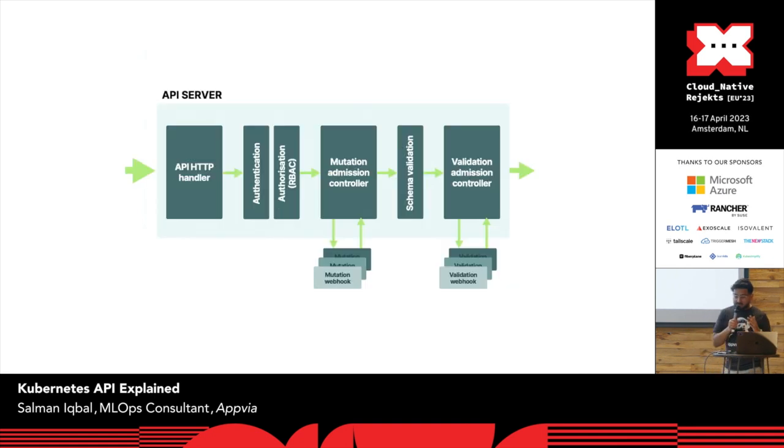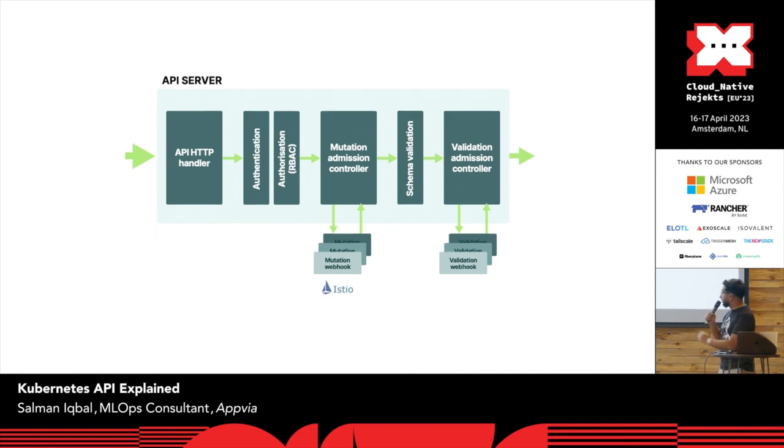One of the things about these controllers, the mutation admission controller and validation admission controller, is that we can extend them. There are webhooks in it. If you have heard of Istio, I'm pretty sure you've seen how it plugs into the mutation admissions controller. It injects the sidecar container. And for validation webhook, think about policies. So if you have Open Policy Agent, you can define a bunch of policies that the request has to pass through before it gets submitted to the cluster.